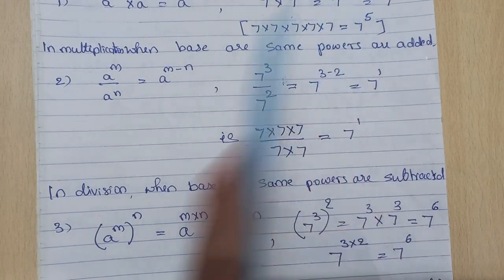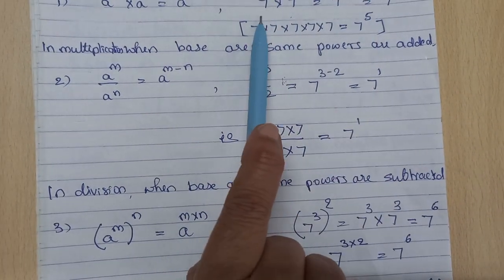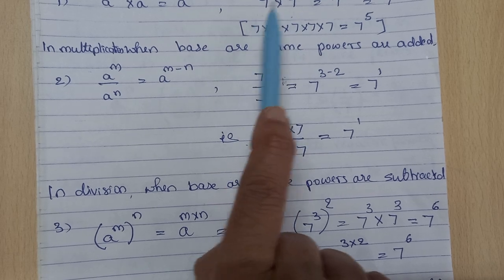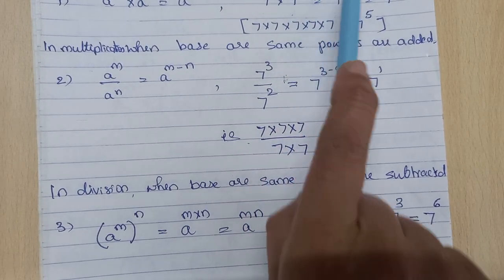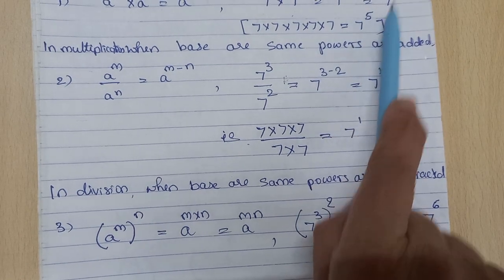Here 2 and 3 are added. Only powers are added because bases are same. 7 is the same number. Then 7 raised to 2 plus 3. This is equal to 7 raised to 5.